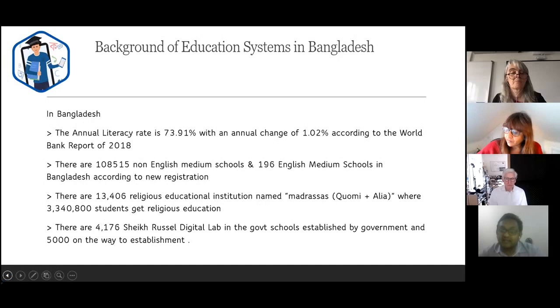And there are digital labs implemented by Bangladesh. There are above 4,000 digital labs in Bangladesh, equipped with modern technology like Core i5 PCs, modern configuration PCs. But only 4,176 schools have the digital lab. On the other hand, 5,000 digital labs are coming, where the educational institutions number nearly 100,000.